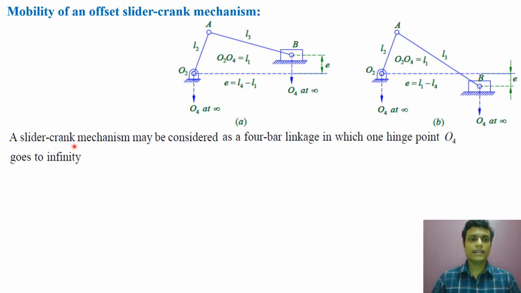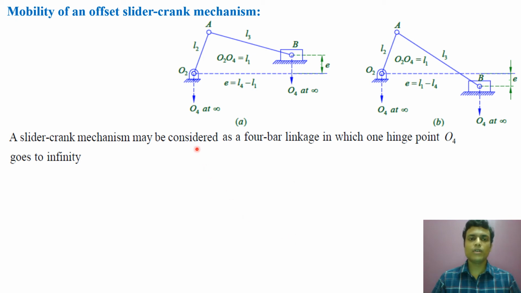So a slider crank mechanism may be considered as a 4-bar linkage in which hinge point O4 goes to infinity. So O4 goes to infinity and we have removed this slider by a link of length infinity. So what will be the link number 4? Link number 4 is O4B, where O4 is at infinity and O4B is L4. Now all parallel lines meet at infinity.